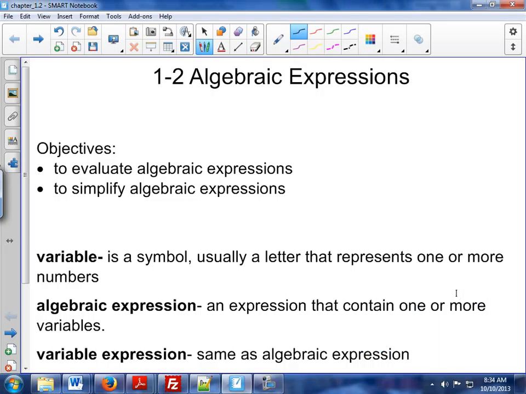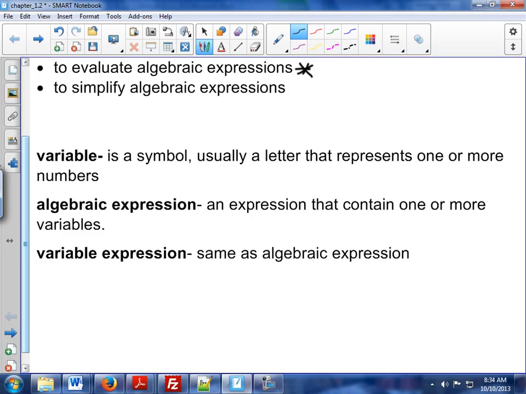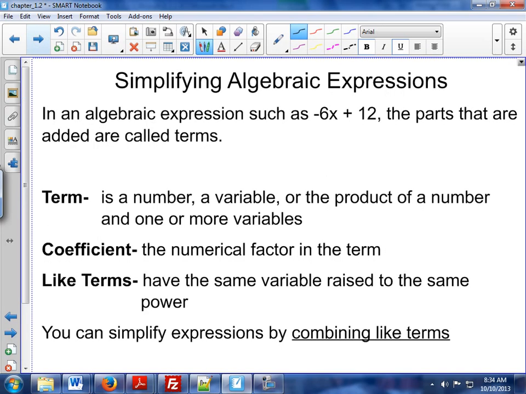All right, yesterday we talked about this one. I'm just going to review before I move on. Algebraic expressions, okay? Variables, letters, and such, okay? Today we're going to simplify algebraic expressions, okay?